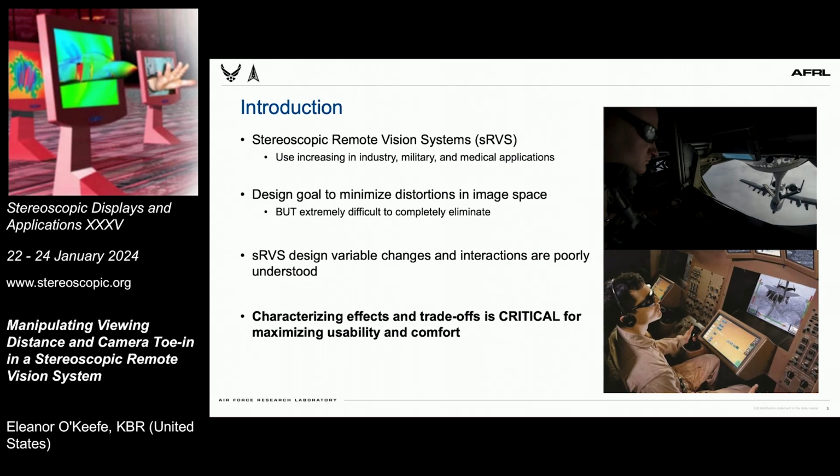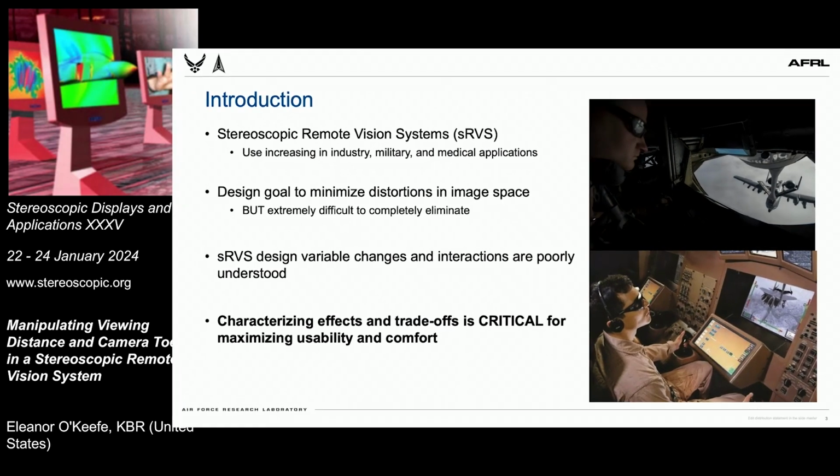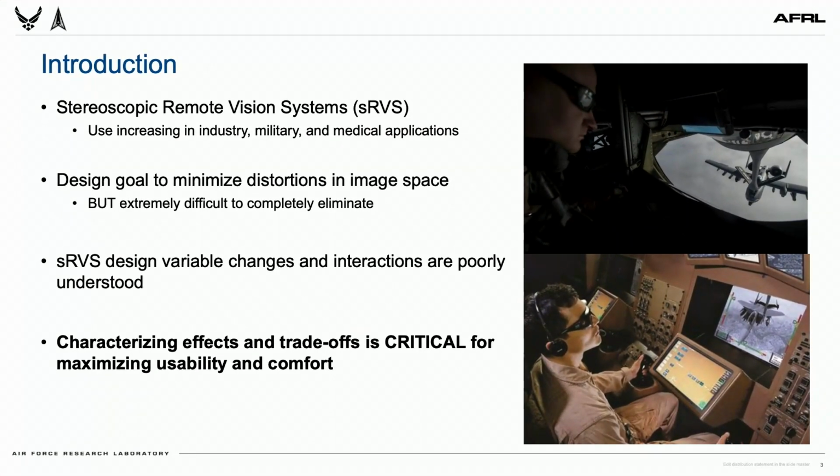Okay, so onto stereoscopic remote vision systems, or sRVSs. Their use is growing in industry, military, and medical applications. What are they? I'm sure most of you know, but I'm going to use the example of the aerial refueling case. So aerial refueling used to be done with operators looking out the back of the window. So this is the back of the plane. They would just look at the window and use joysticks to move this boom into the receptacle of the aircraft they're going to refuel. Now in newer aircraft, we have a stereoscopic remote vision system.